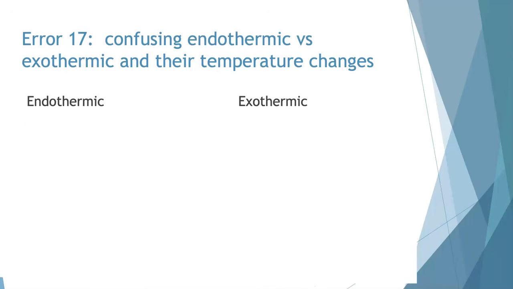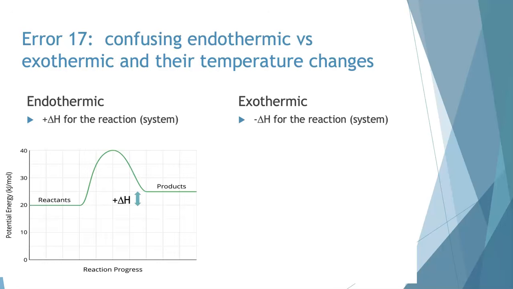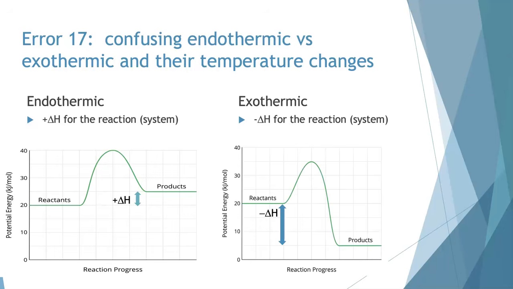You can also think about this in terms of potential energy diagrams. Endothermic reactions have a positive delta H value. Exothermic reactions have a negative delta H value. In terms of our potential energy diagrams, the products in an endothermic reaction have a higher energy than the reactants. And in an exothermic reaction, the products have a lower energy than the reactants. So keeping all of this together, we need to be able to talk about this. But these are things that students commonly get confused.